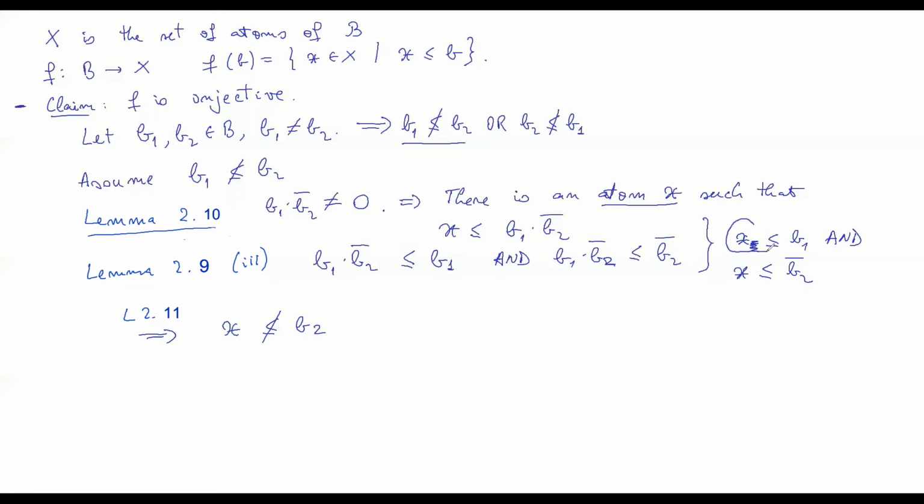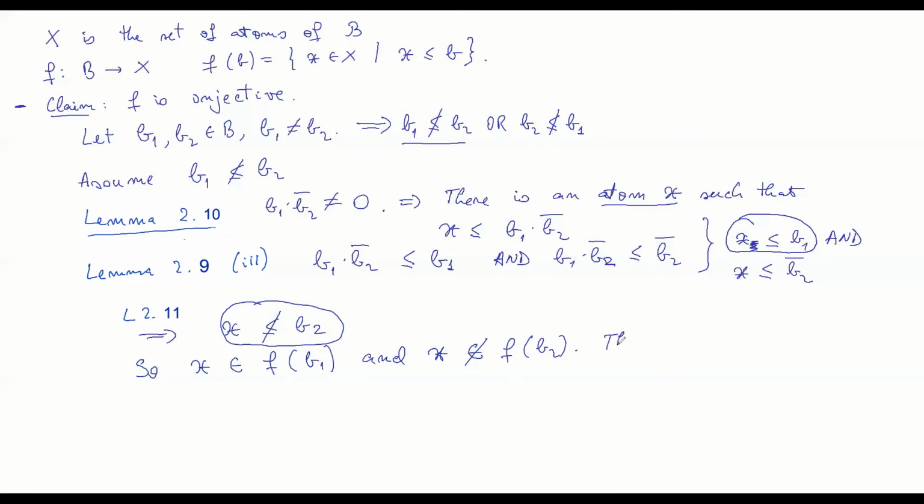So this is an element of f of B1 because X is smaller than B1. So X is in f of B1, and because of this fact, X is not in f of B2. So this implies that f of B1 is different than f of B2. So what we got eventually was we took two elements, B1 different than B2, and we have shown that f of B1 is different than f of B2, which establishes that f is indeed injective.